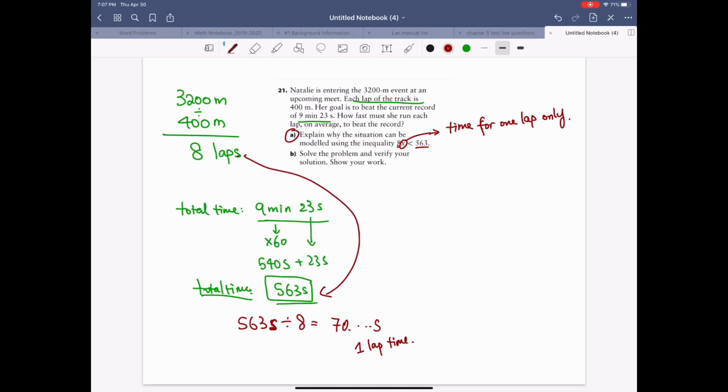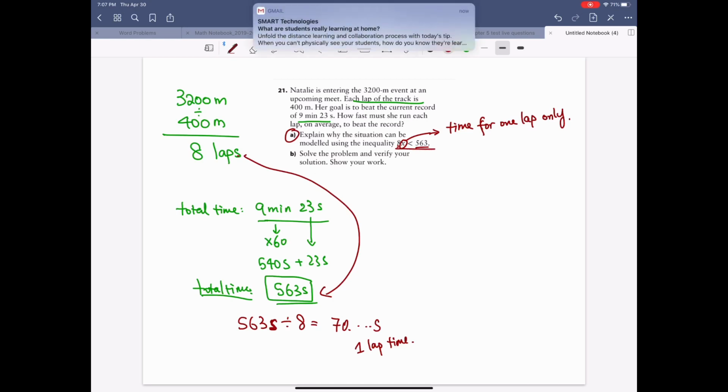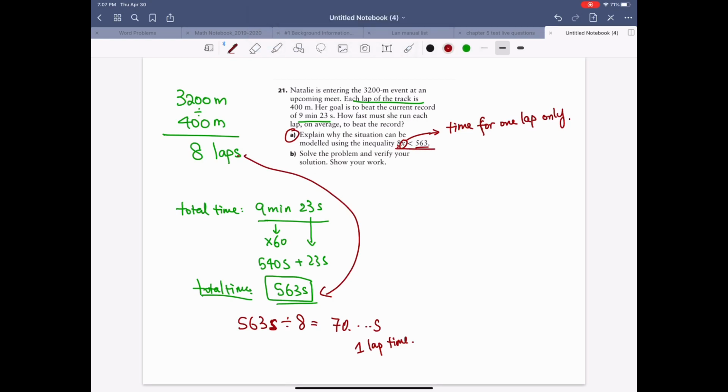Solve the problem and verify your solution. You can just solve this, and you can see what the time limit is for each single lap.